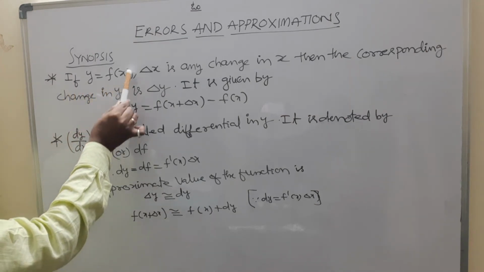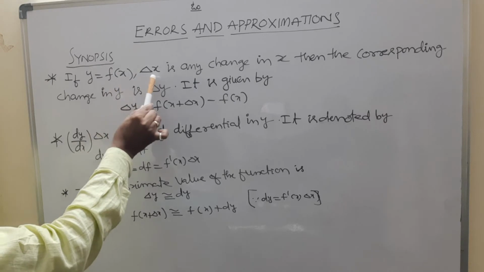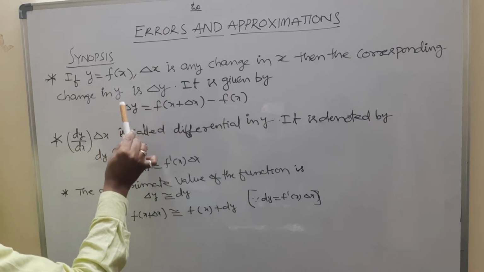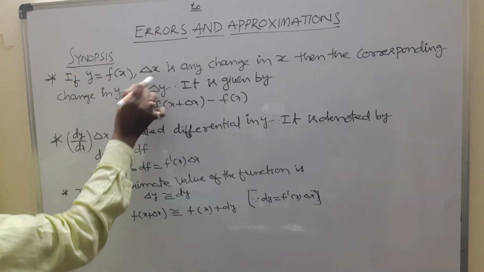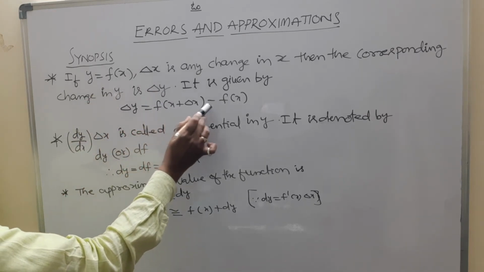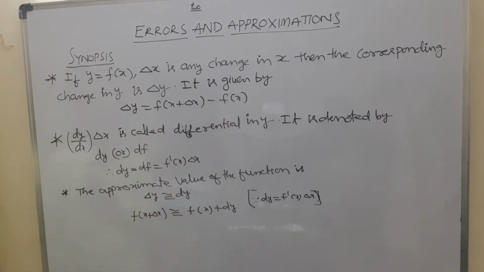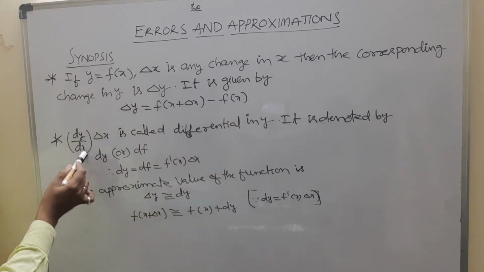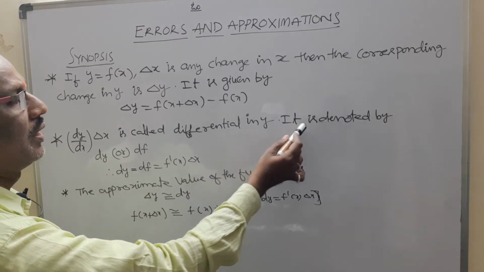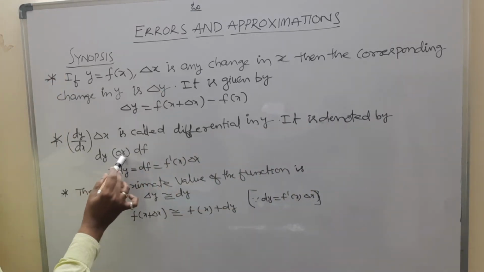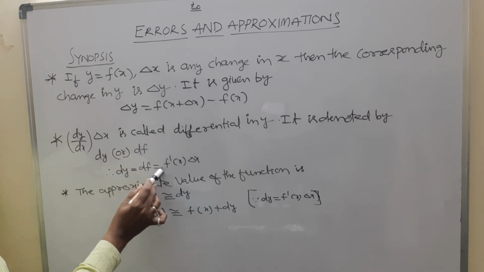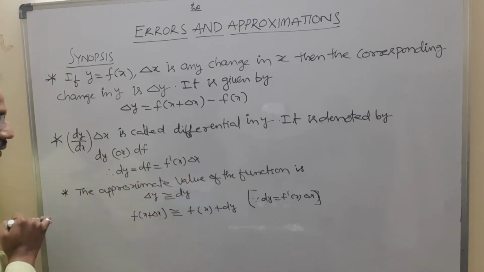Here, if y is equal to f of x is one function, delta x is the change in x and delta y is the corresponding change in y. Then the relation is delta y is equal to f of x plus delta x minus f of x. Next, dy by dx times delta x is called the differential in y. It is denoted by dy or df. dy equal to df equal to f dash x into delta x.